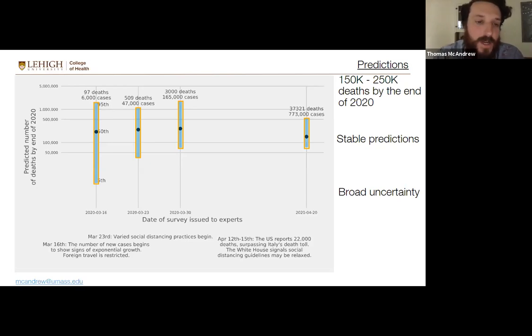That broad range shows up again in the next surveys on March 23rd and March 30th. And there's a slightly smaller uncertainty on April 20th, but it's still very big, something like below 100,000 to above 500,000.